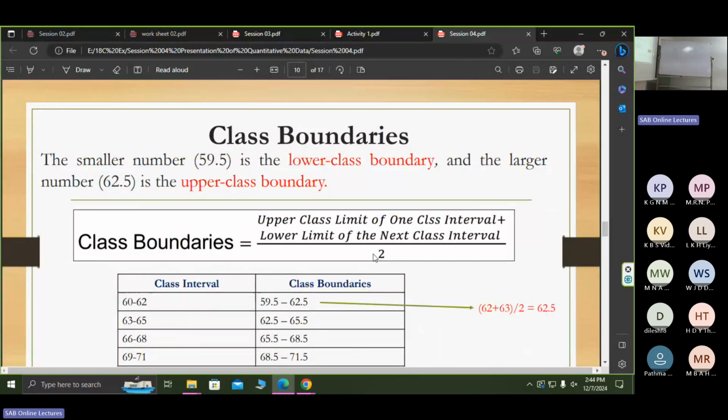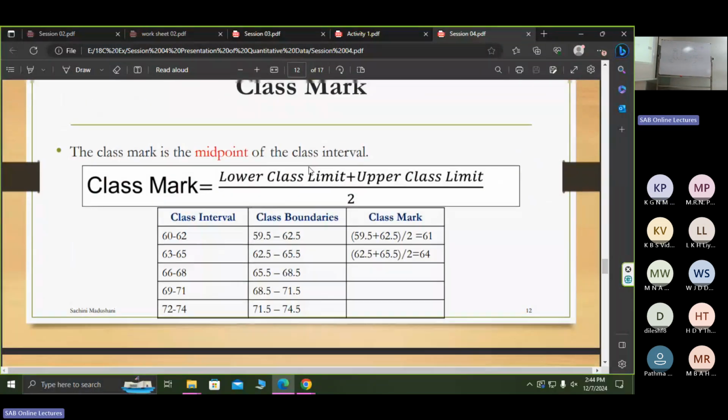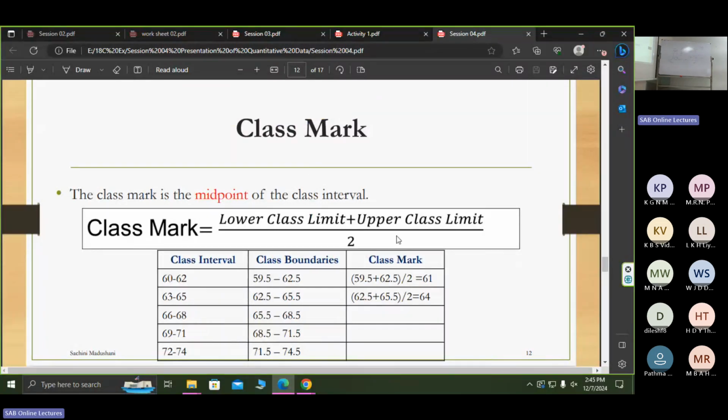Okay, class boundaries, class width. When we use the class boundaries, we can take the difference. When we use the class limits, we take the difference and add 1. The class mark is the midpoint of the class interval: lower and upper limit added and divided by 2. When we find the class mark, we can use class limits and class boundaries both. Why? Here we add them for the class interval: 60 plus 62 is 122, divided by 2 is 61. When we use the class boundaries, 61 is also the class mark. Understood? So we can use class limits and class boundaries both to find the class mark.